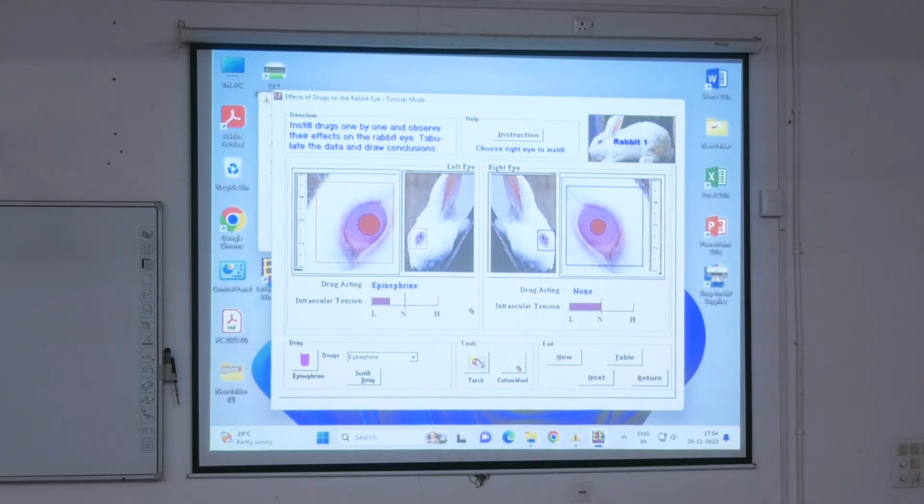IOP cannot be measured here, but it will be decreased. What you will write: intraocular pressure is decreased, a little fall in intraocular pressure. The rest you will write down.